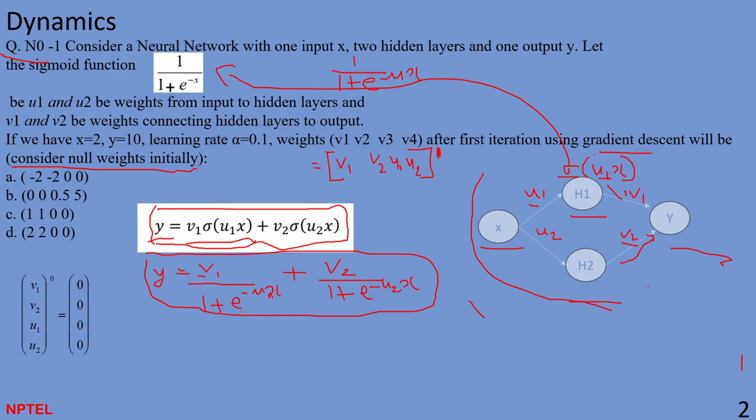So at the zeroth iteration, this is your zeroth value. Considering it as a null weight, I'm considering v1, v2, u1, u2 to be 0, 0, 0, 0. Now we need to train the model. During the first iteration, we need to use that equation.